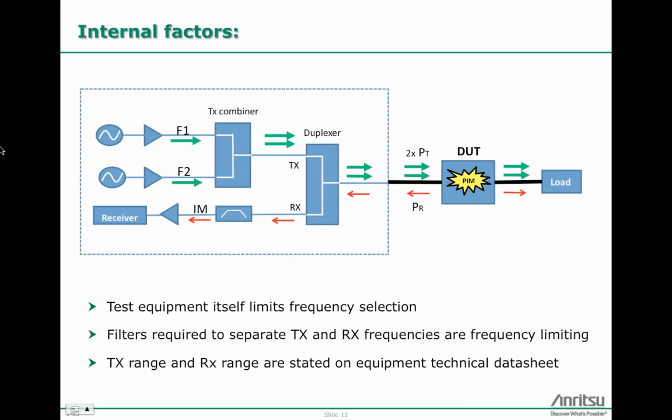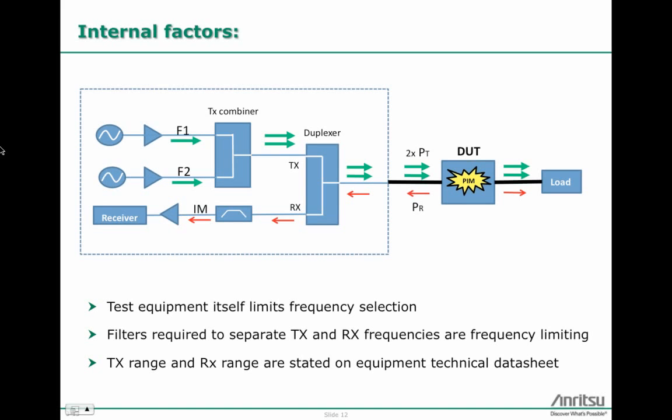If you look at the block diagram above, this is a fairly well understood diagram of how a PIM test works, where I generate two transmit tones, I combine the two transmit tones, and I send them out into the world to test whatever device it is that I'm testing.